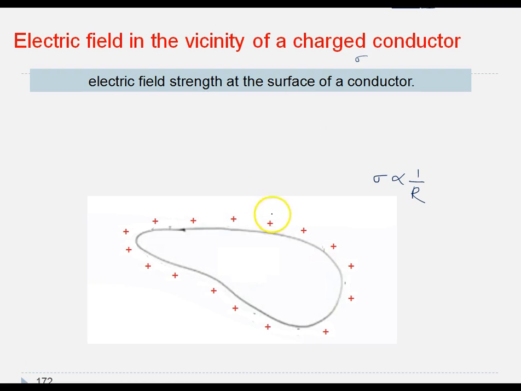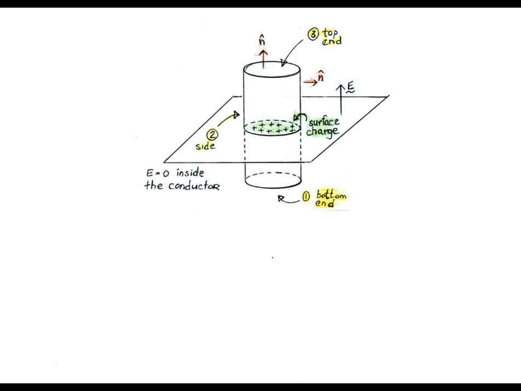Suppose I say there is a point P where I have to calculate the electric field. We assume imaginary Gaussian surface. Suppose I assume this is imaginary Gaussian cylinder. I think there are three regions. Region 1, curved surface, then region 3. Now you think yourself, direction of the electric field, direction of the area vector. It will be like this.